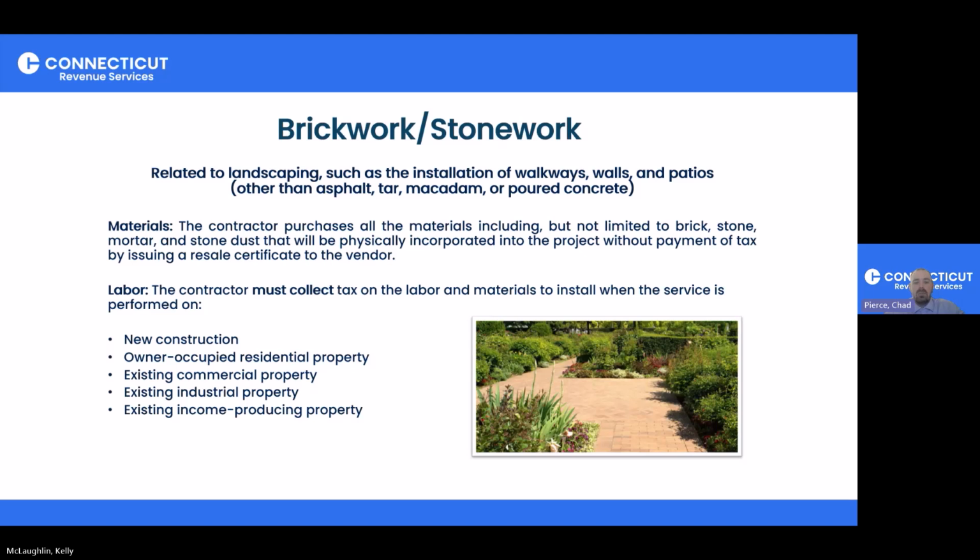And then when they actually complete the job, the contractor must collect tax on the labor and materials to install when the service is performed on new construction, owner-occupied residential property, existing commercial property, existing industrial property, and existing income-producing property. Like I said before, they are going to be charging tax on the materials because they're buying them on resale. So when they purchase them, they will not be paying tax, but when they do invoice the customer, there will be tax on the entire invoice, including the materials.